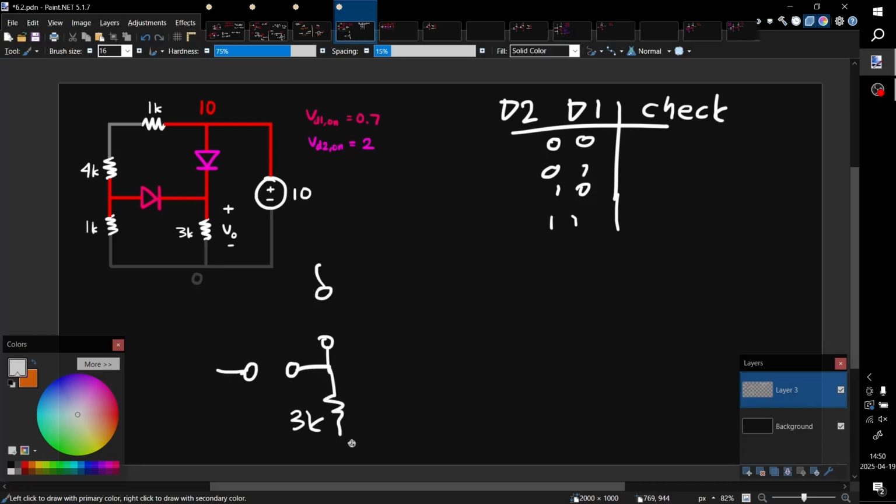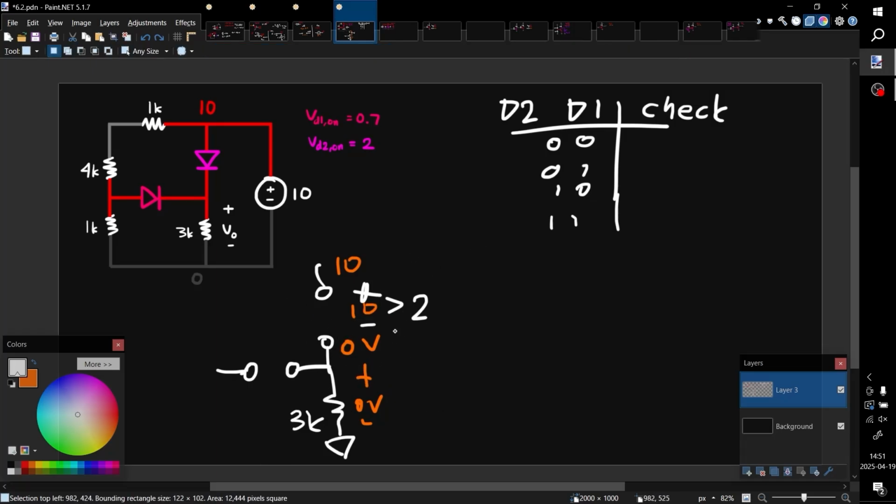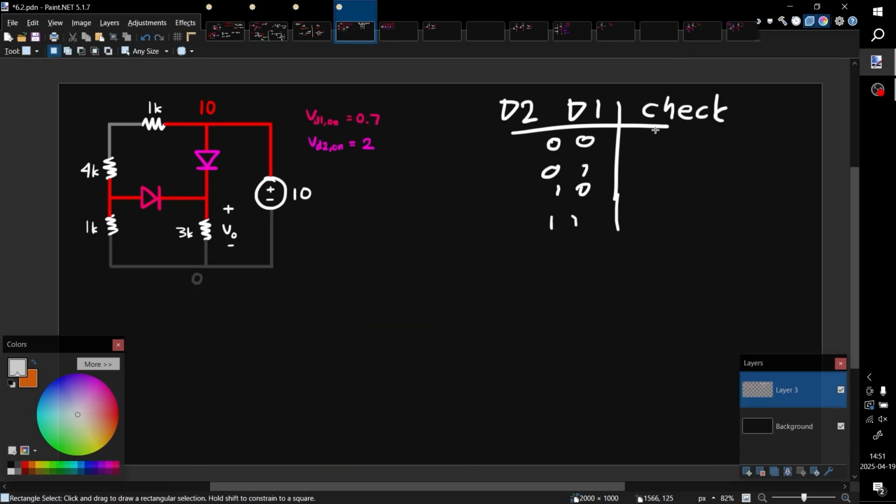This is 3K, but since there is no current flowing through here, that's 0 volts. So this is ground voltage. And then you have a 10 here. Now this 10 volts here is clearly greater than 2, so this is supposed to be on. As long as one of them is already wrong, the entire circuit is wrong, okay? So this is not going to be the correct case.